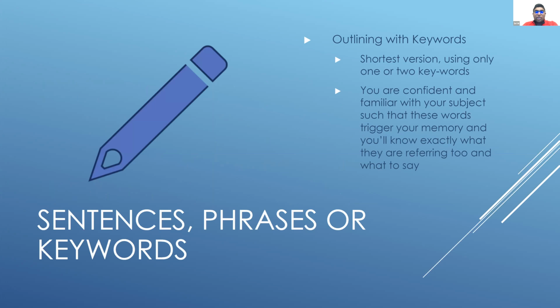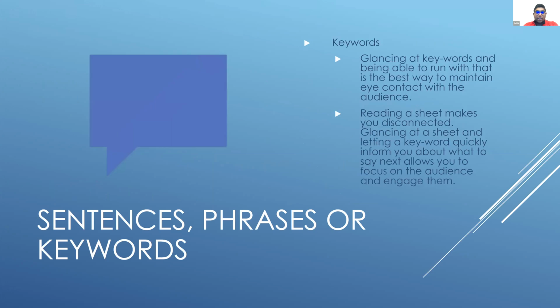Coming to outlining with keywords, this is a short version using only 1 or 2 keywords. These keywords should remind you of everything that you are trying to present. This will make you sound more confident and familiar with your subject because these words will trigger your memory and you'll know exactly what you're referring to and what to say. So you should want to glance at these keywords and be able to run with that as a way to maintain better eye contact with the audience.